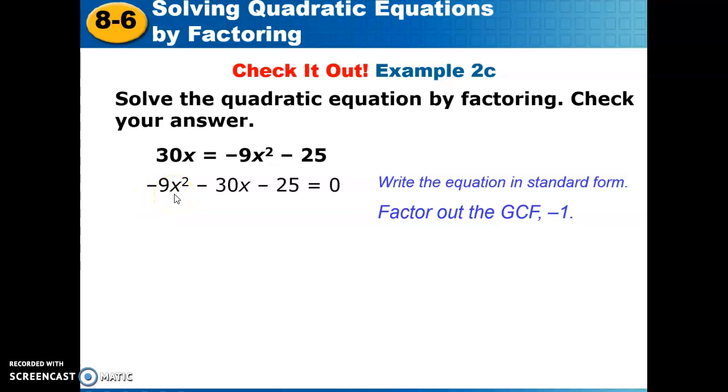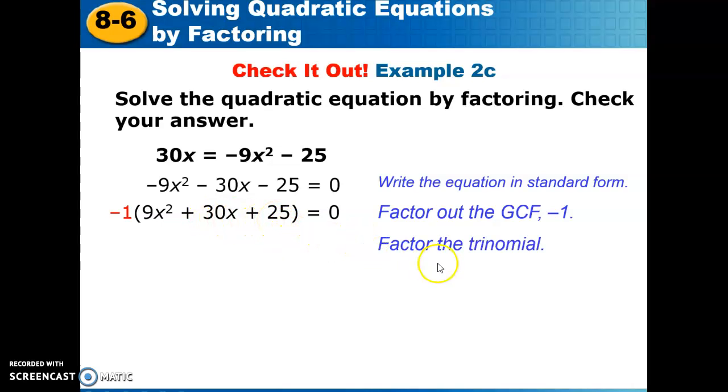As I stated in one of the previous examples, we don't want a negative leading coefficient. So we're going to factor out that negative, or negative 1, same thing, and then turn all these guys positive. Okay, now we can factor this trinomial. Again, this is a perfect square trinomial. They don't show it that way, but it is. So when you factor this, you get 3x plus 5 times 3x plus 5, or you can even say 3x plus 5 squared.